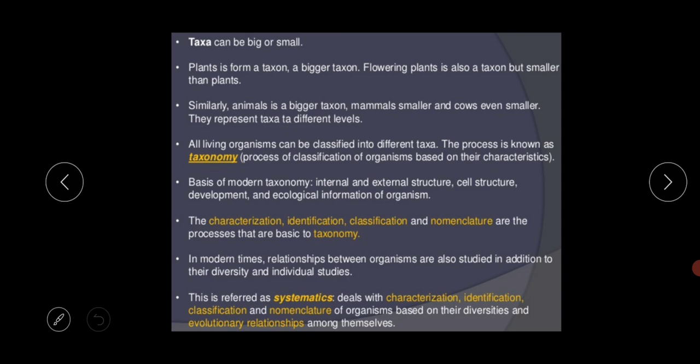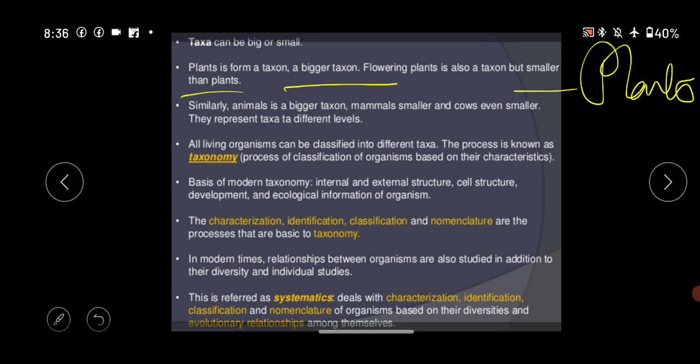What is the need for classification? It's not possible to identify all the organisms without a system of classification, because it's not possible to identify all those 1.7 to 1.8 million organisms present all over the world. It's not possible to remember each and every organism's name. So plants form a bigger taxon. Flowering plants are also a taxon but smaller than plants. So plants are a very big taxa.